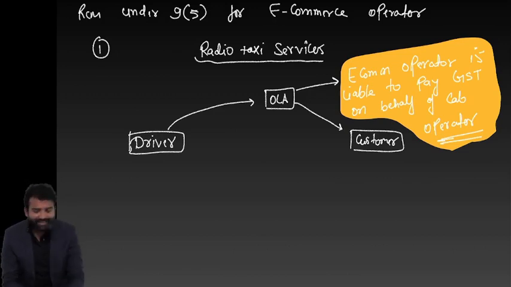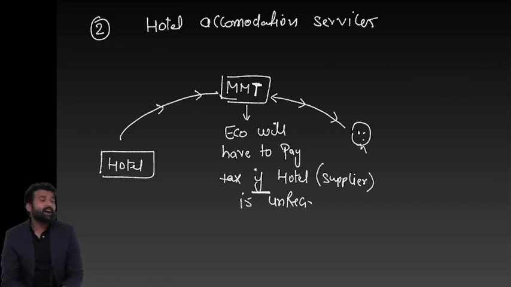This is again very interesting. Second case is hotel accommodation. Here the aggregator is like MMT, like GoIbibo. So who will be paying GST if the hotels are booked through MMT or GoIbibo? Now, e-commerce, that is MMT, will pay GST, but there is an if. RCM is applicable here only if the hotel is unregistered.